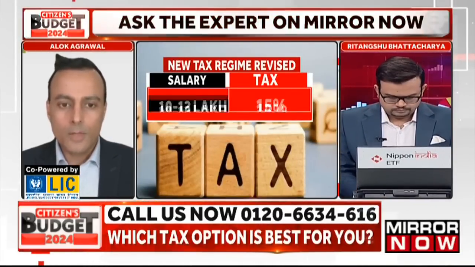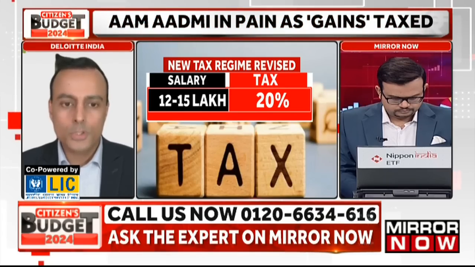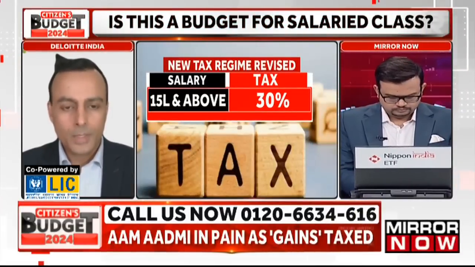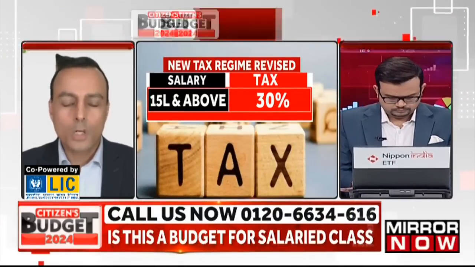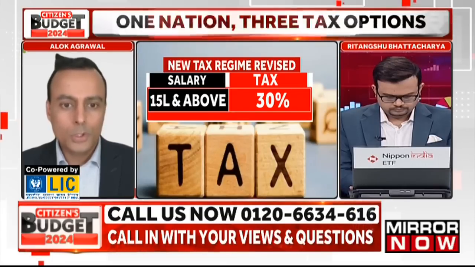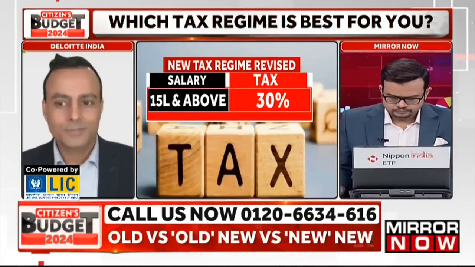So, Ritangshu, I would say, simplification of capital gains tax was expected in the last couple of years at least. That has happened. And there was not too much hope for additional sops under the old regime. So, to be honest, nothing very surprising.